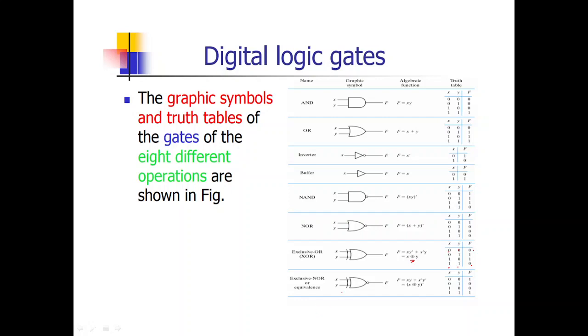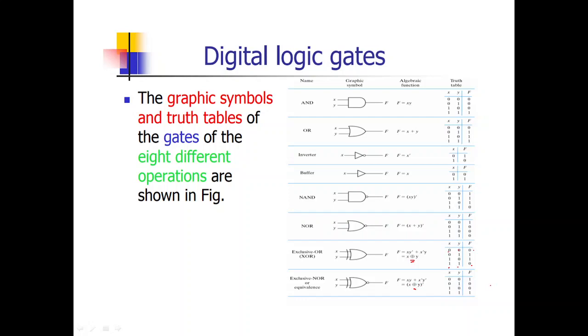And the next is exclusive NOR. Exclusive NOR is the opposite of XOR. So we put a bubble here. It is actually represented as f is equal to xy plus x dash y dash. That can be represented as x plus with circle y the whole dash. The complement of XOR is XNOR.